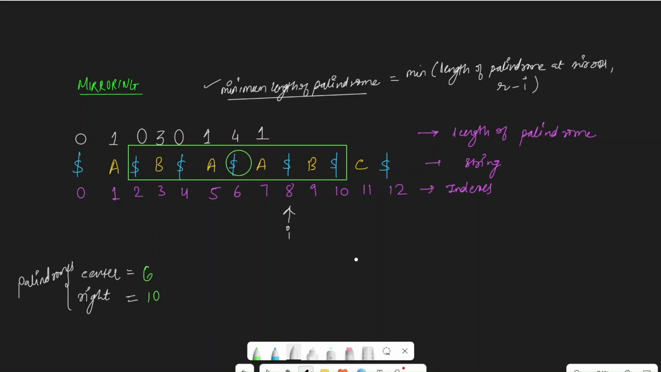When we use mirroring, we first get the minimum length of palindrome, which will be equal to minimum of length of palindrome at mirror. So mirror for location 8 is location 4. Why? Because this location is 2 to the right of the center of current palindrome, so its mirror would be 2 to the left, so it's this location. So this is mirror of I. What is the length of palindrome at mirror? 0. So it will be minimum of 0 comma r minus I. So r is 10, I is 8. So minimum of 0 and 2, which will be equal to 0.